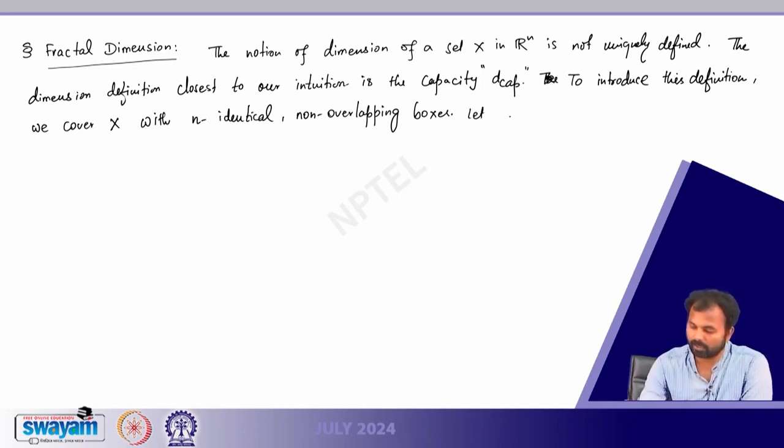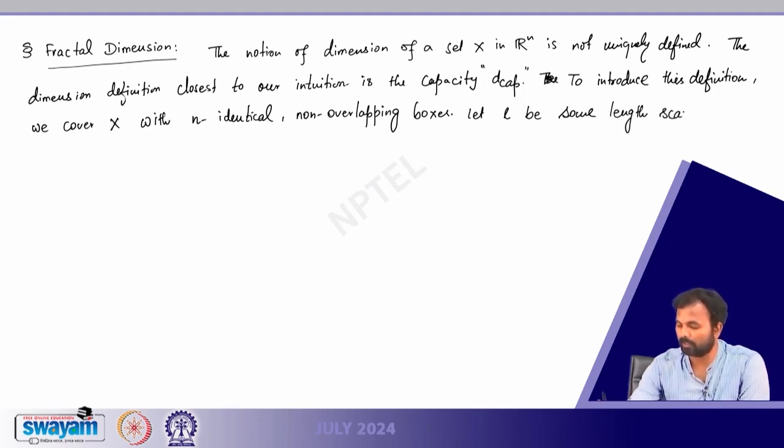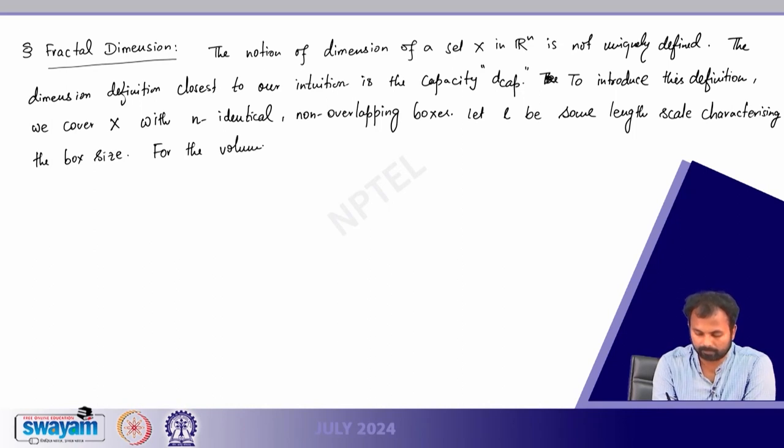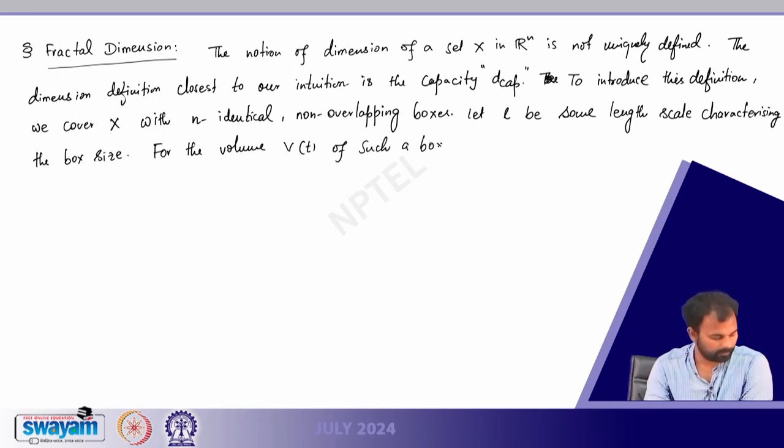So let small l be some length scale characterizing the box size. For the volume Vt of such a box we have Vt is equivalent to l to the power n. All right, more like length into breadth into height. So l to the power n.